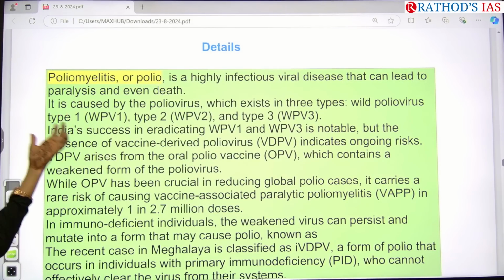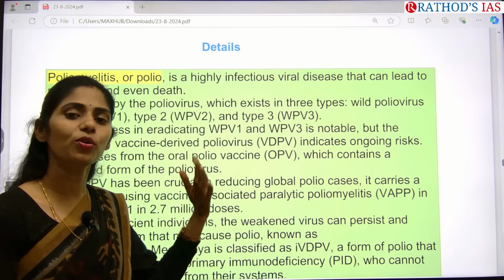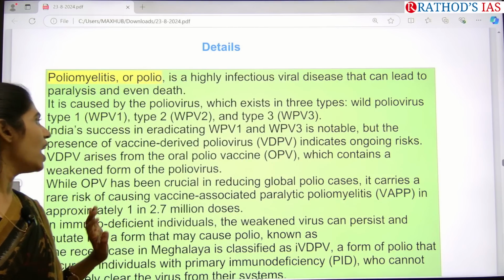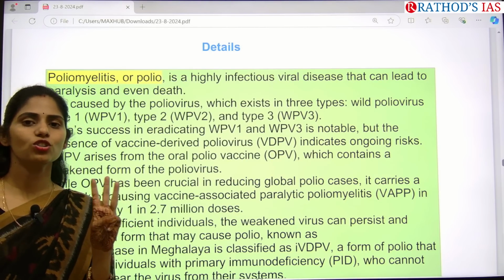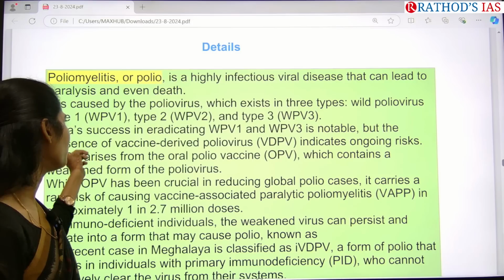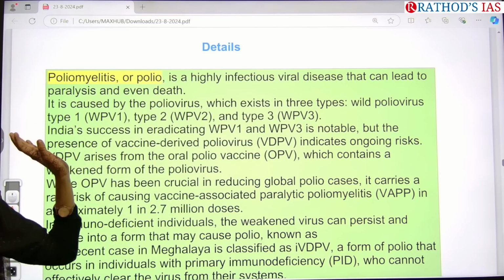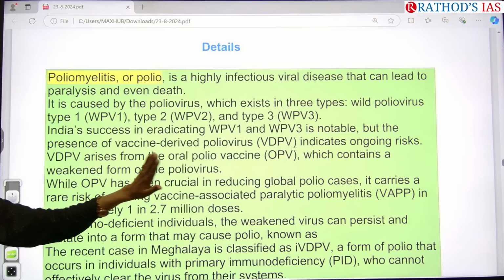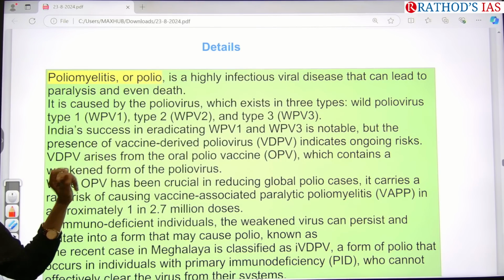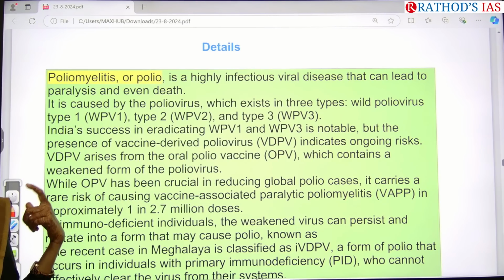Polio is also called poliomyelitis, which is caused by the poliomyelitis virus. And we have 3 variants of this virus. First one is type 1, second is type 2, and third is type 3. So in India, we eradicated type 1 as well as type 3. And now vaccine-derived polio virus has been identified.